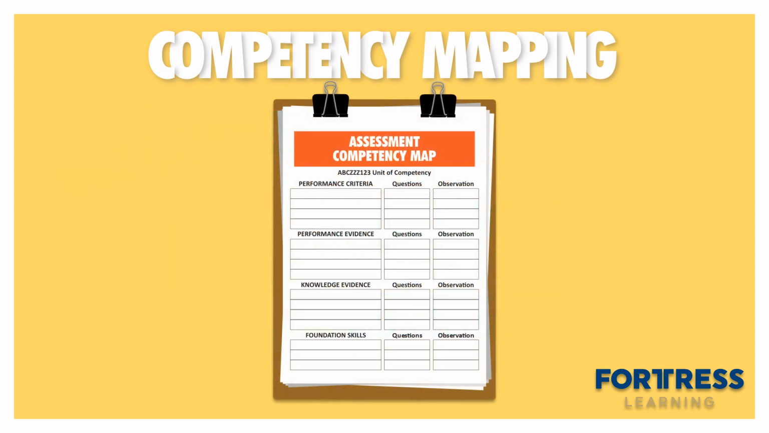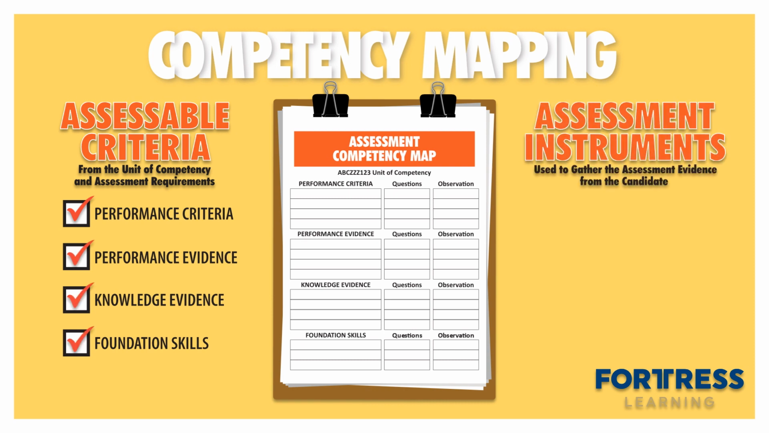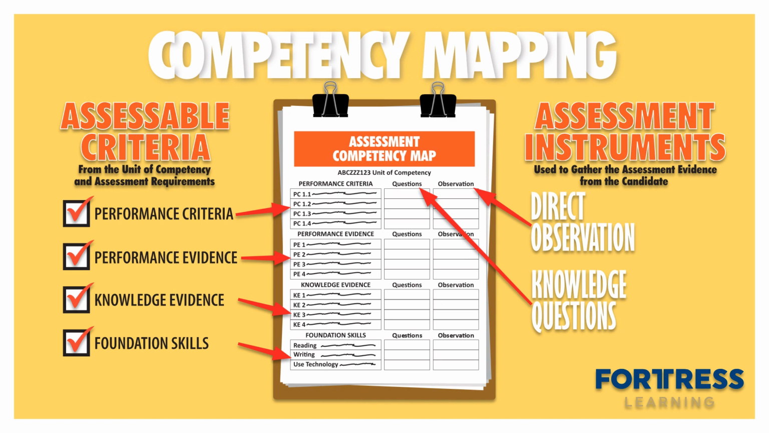The competency map is usually presented as a simple table that lists all the assessable criteria as well as the assessment instruments that will be used to assess them. In this example, you can see that the table lists the performance criteria, performance evidence, knowledge evidence, and the foundation skills from the unit of competency that's being assessed. The table also identifies the two assessment instruments that will be used to assess the criteria, which in this example is questions and direct observation.